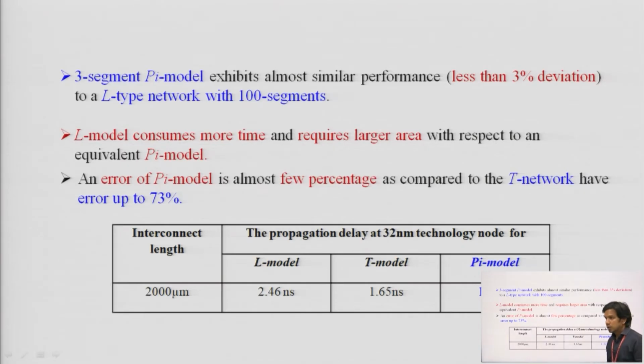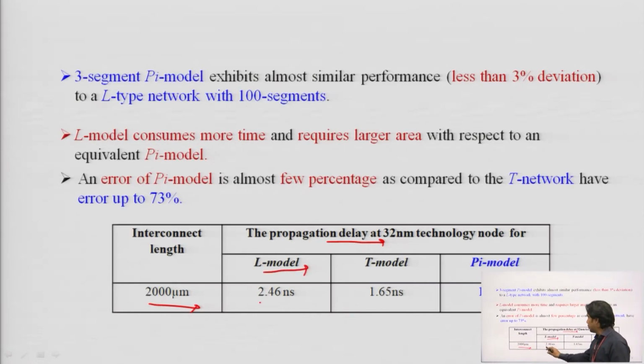So based on Synopsys HSPICE, we have also done a comparison, and we have found the difference in performance for the different models. We did that in Synopsys HSPICE for an interconnect length of 2000 micrometer. We have taken the physical parameters for the 32 nanometer technology node, and we have found what the delay is for that particular circuit.